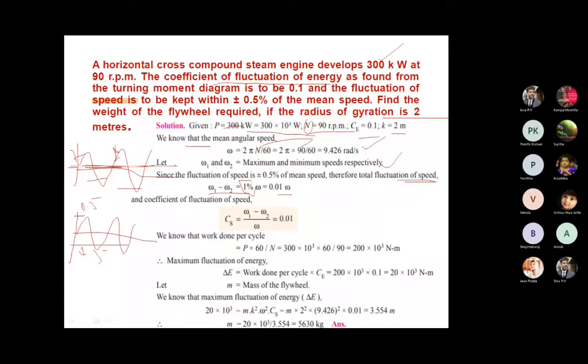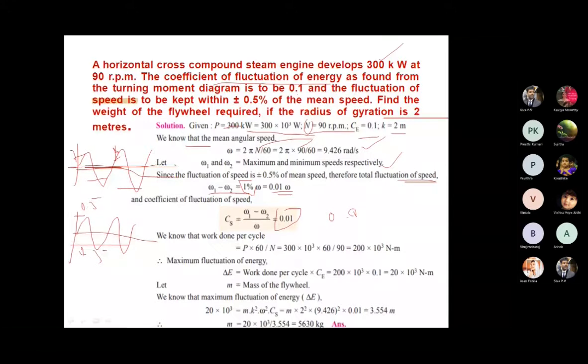So the coefficient of fluctuation of speed is equal to omega 1 minus omega 2 divided by omega. So omega 1 minus omega 2 value is 0.01 omega.